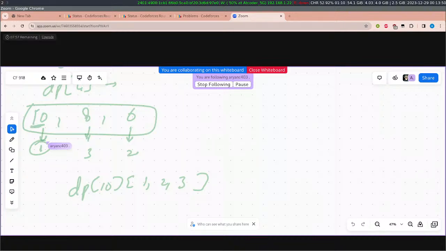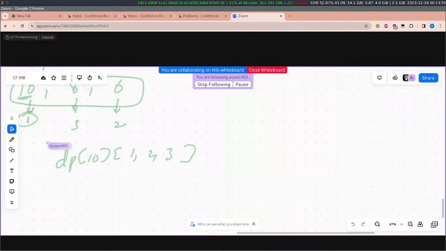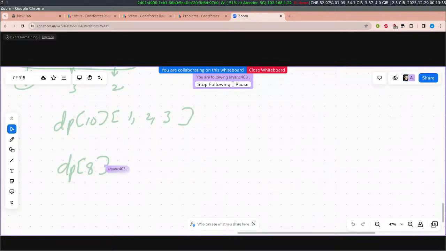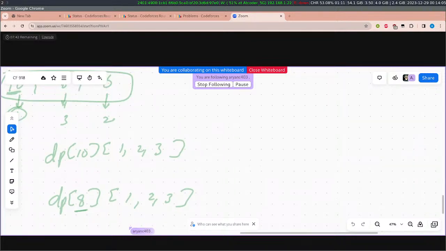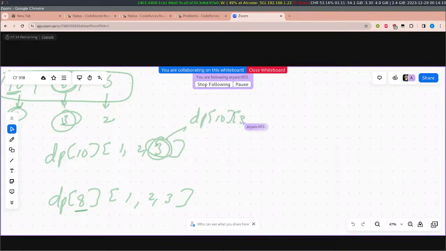Now, if we want to calculate the shortest time to reach 1, 2, or 3 with a bike of slowness 8, the way would be to go to node 3, where you can purchase a bike of slowness 8, which would be DP 8, 3, purchase a bike of slowness 8, and then go to all of the other nodes.